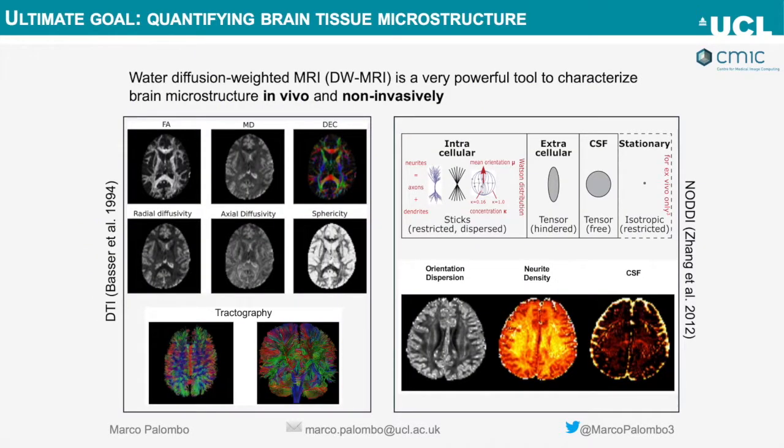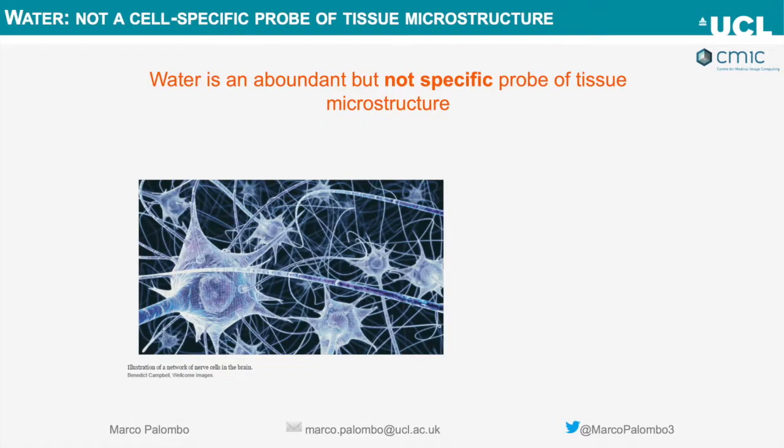So the ultimate goal we want to achieve is the estimation of the brain tissue microstructure. Towards this goal, we could use water diffusion-based MRI techniques such as DTI or NODDI that have been shown to be uniquely sensitive to brain tissue microstructure. However, there is a problem. Water is not the best probe molecule that we can use to investigate brain microstructure.